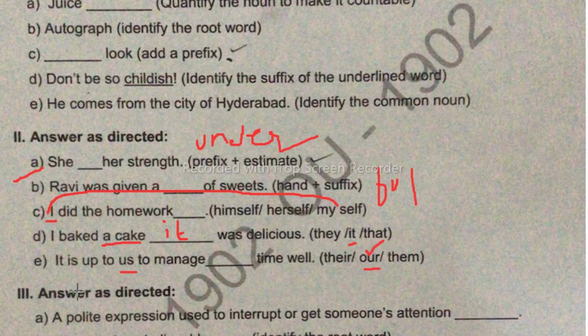It is up to them, then we can write their time, but here it is up to us to manage our time. We have to write a possessive adjective here because a noun follows. Before a noun, adjectives will follow. So this is the possessive adjective.